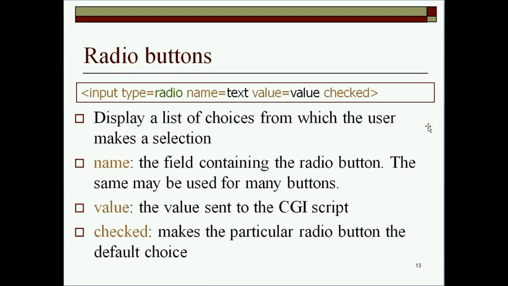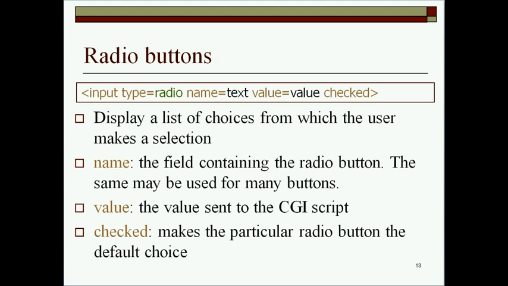Radio buttons provide a list of choices from which the user makes a selection. Usually, a radio button does not appear by itself. They come as a group, and they all have the same name if they refer to the same group, but they differ in the values.